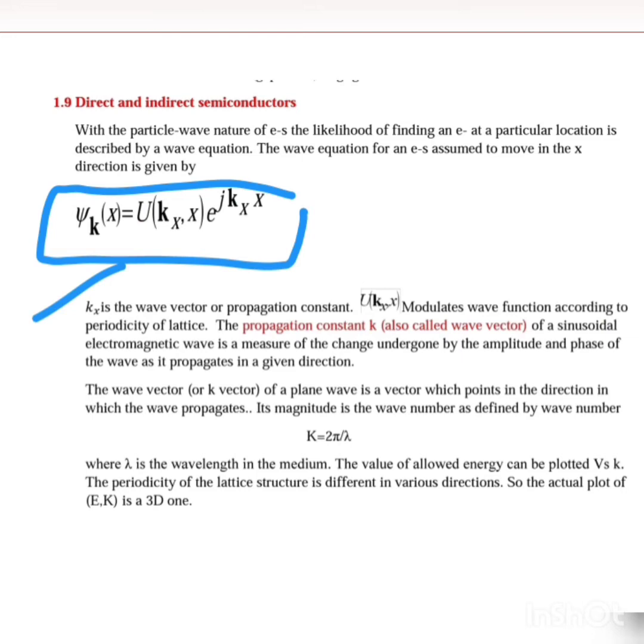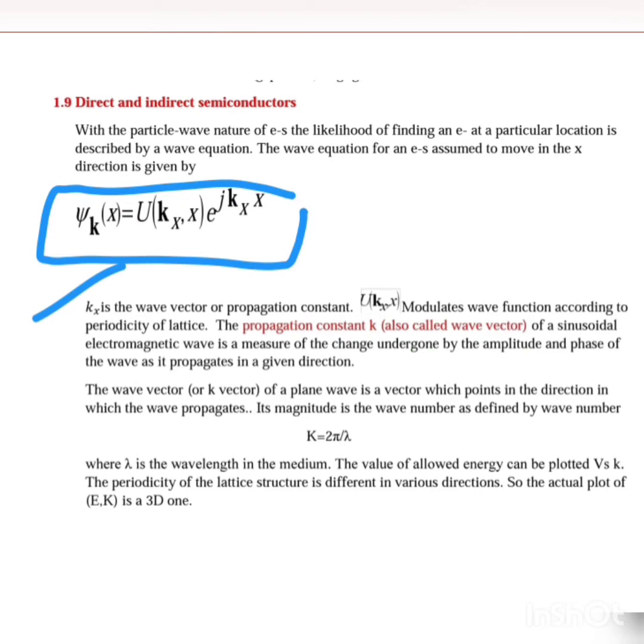So the wave vector k of a plane wave is a vector which points in the direction in which the wave propagates. So in which direction the electron moves, that is pointed by this wave vector k. Its magnitude is the wave number, defined by k is equal to 2 pi by lambda, where lambda is the wavelength in the medium.